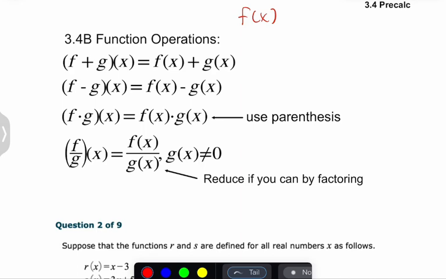So those notations are intuitive, what you think. If you see f plus g of x, they want you to add the functions together. F minus g of x, they want you to subtract the functions. F times g, they want you to multiply the functions. Use parentheses, especially in multiplication and division. Otherwise, it can throw you off. So I would always suggest using parentheses.